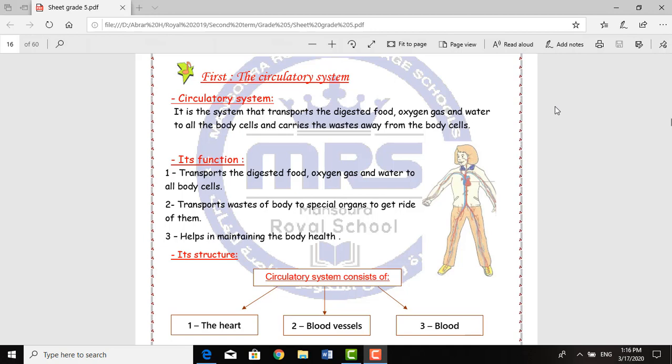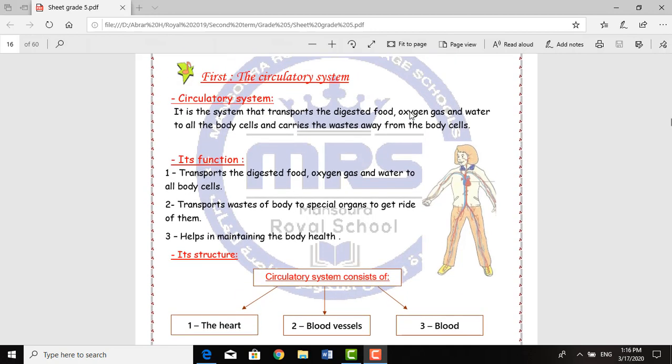Which system is responsible for transporting these materials inside the body? It's our lesson today: the human circulatory system. What is the meaning of circulatory system? It's the system that transports the digested food, oxygen gas, and water to all the body cells, and also carries the waste away from the body cells. Waste like what? Waste like carbon dioxide and water vapor.